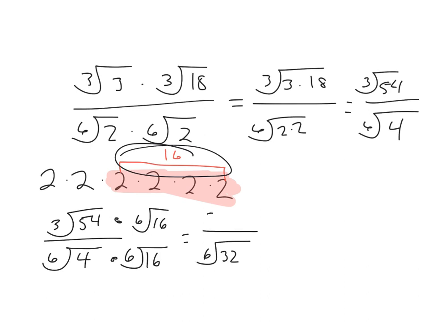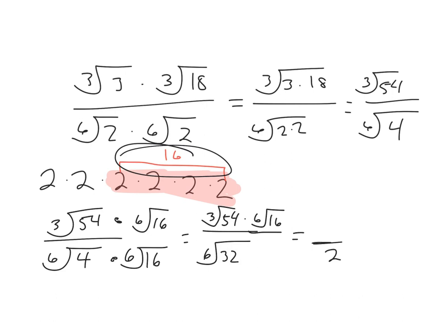And then you have the cube root of 54, and then times the sixth root of 16. Now, please do not multiply those together. They are not the same root, okay? But the sixth root of 32, that is, I believe that's 2, right? That's what we wanted. That's 2.